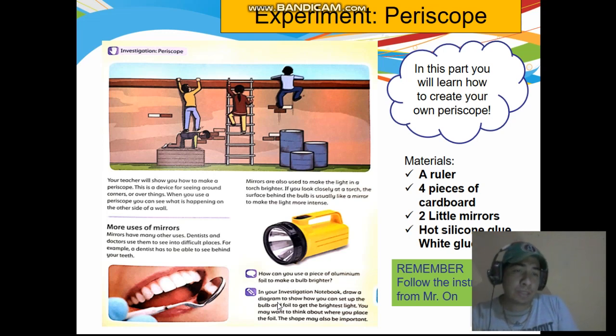The periscope is the instrument we're gonna make, and the materials are right here. You need a ruler, 4 pieces of cardboard, 2 little mirrors, hot silicone. If you don't have it, you can have white glue, or you can use just tape. So in the next class, in the next video, you need to have these materials because I am going to teach you how to make a periscope with your own hands.